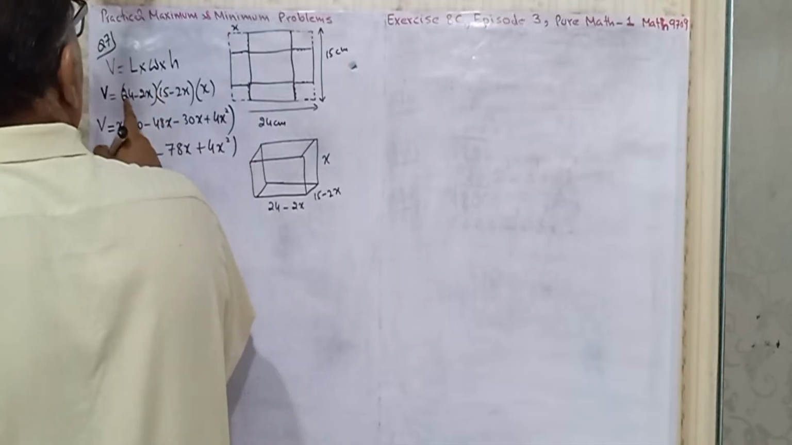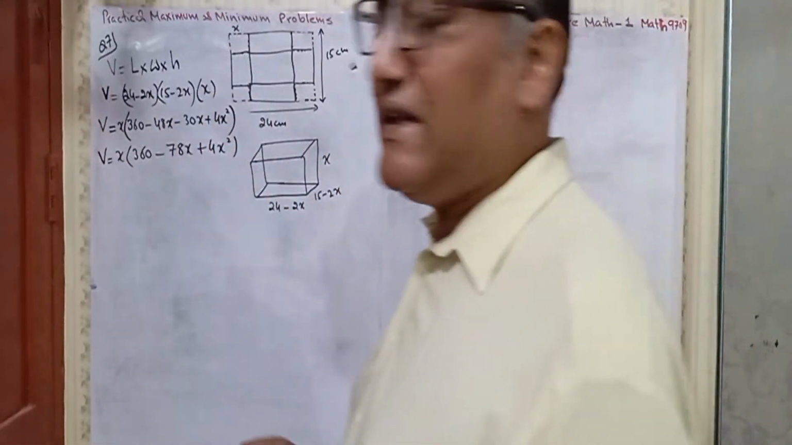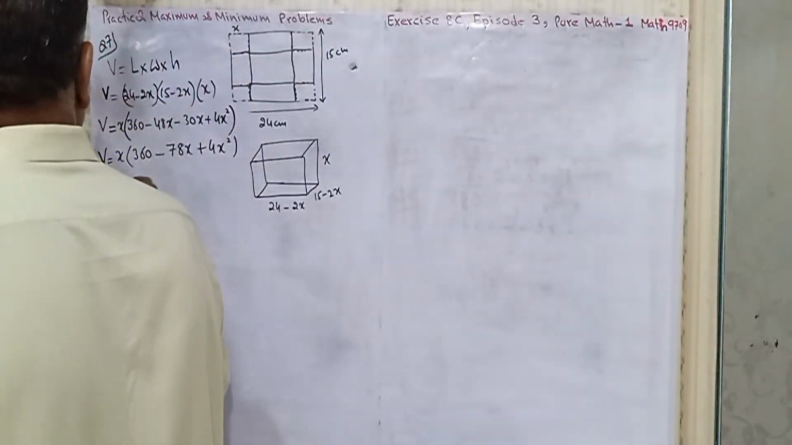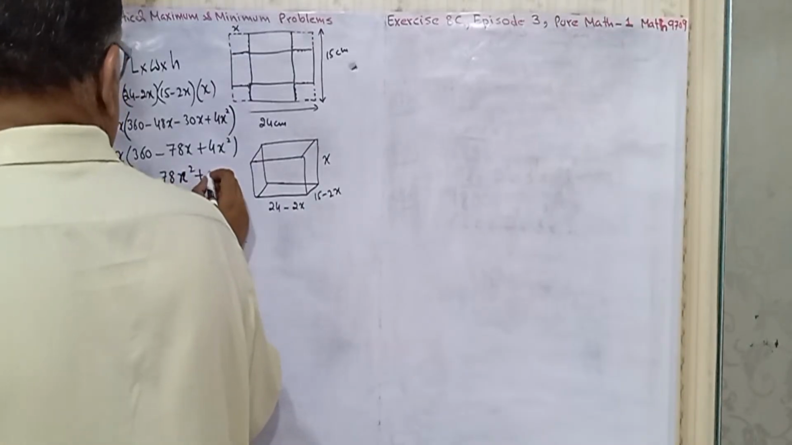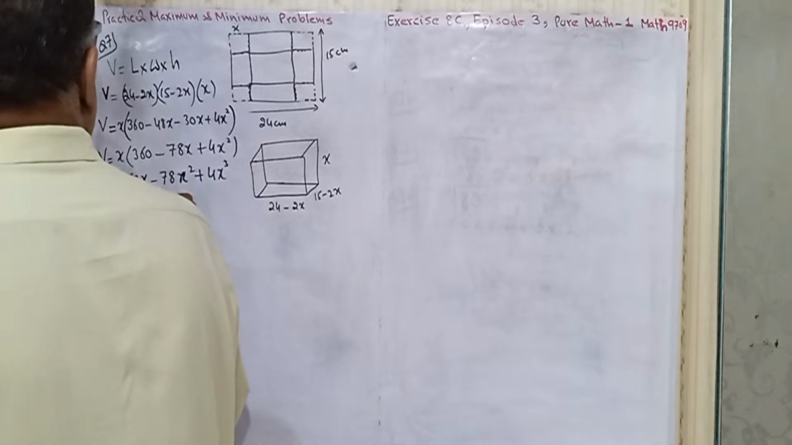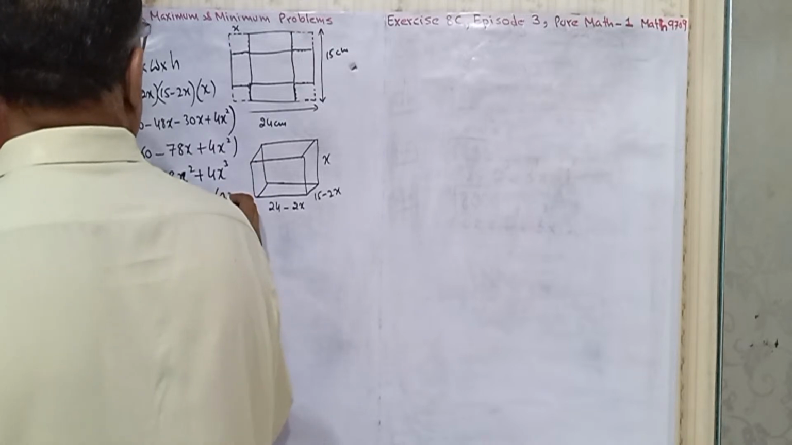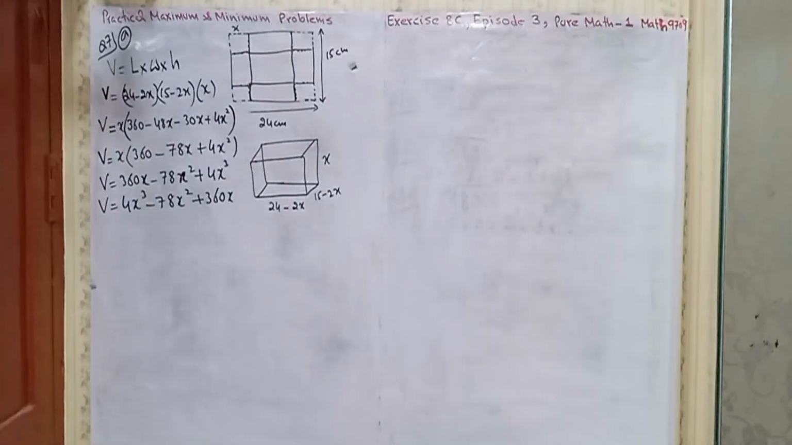Let me check again. Okay, so it's good. Then I will multiply that x. So V will be equal to 360x minus 78x square plus 4x cube. We can write it as 4x cube minus 78x square plus 360x. This is the A part of that question. They said show that the expression is 4x cube minus 78x square plus 360x. So the A part of question number 7 is done.